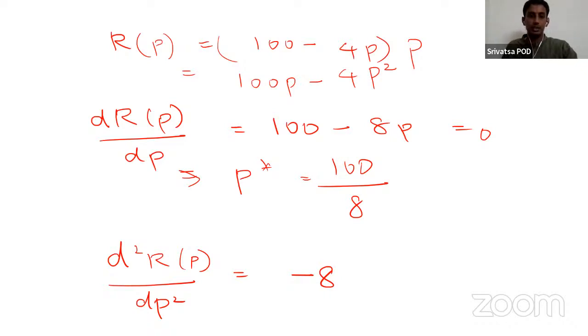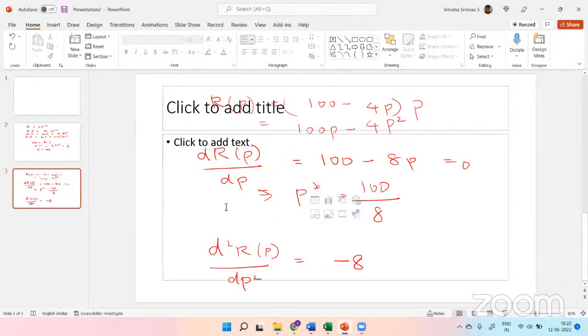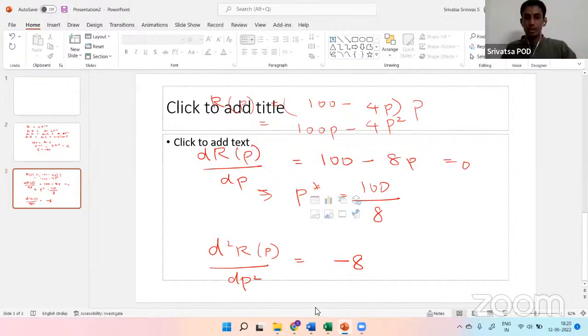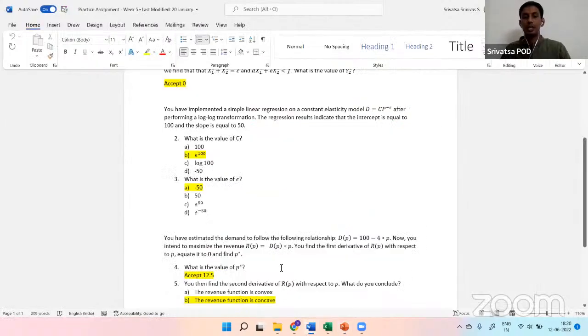So if the second derivative is going to be negative, you can conclude that the revenue function is concave, and subsequently you can conclude that the price at which you are maximizing the revenue is obtained. Okay, so only with the second derivative you can confirm the following. If it comes out to be positive, then it is not going to be a concave function. If it is positive, it is going to be a convex function. Then you are not guaranteed that that price is the one which maximizes the revenue. Okay.